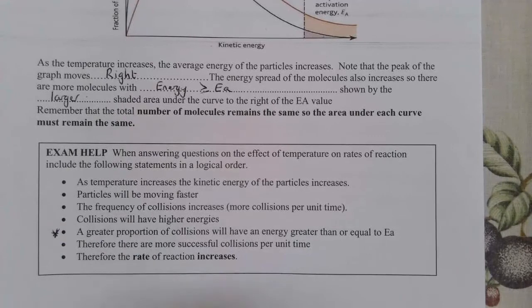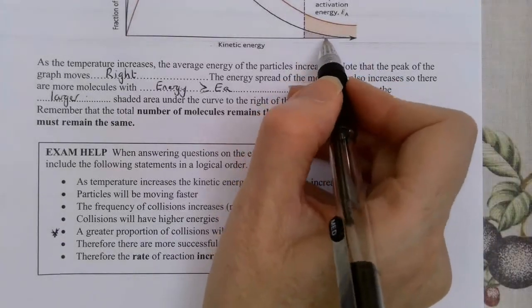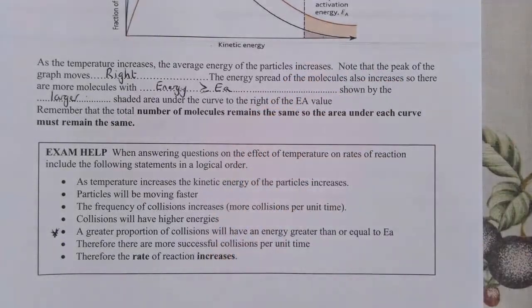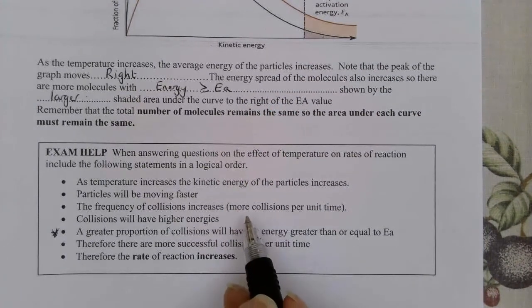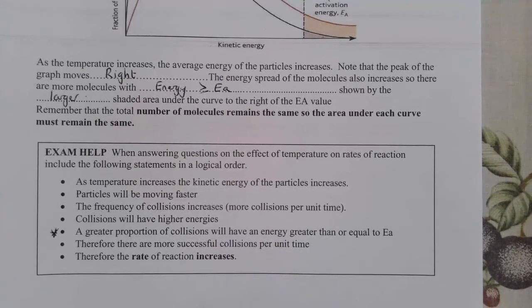It's the fact that you've got more particles in this shaded area here. That's what makes the rate of the reaction increase. There's still an effect coming from the frequency of collisions increasing, but it's not as important as the fact that those collisions have higher energies.